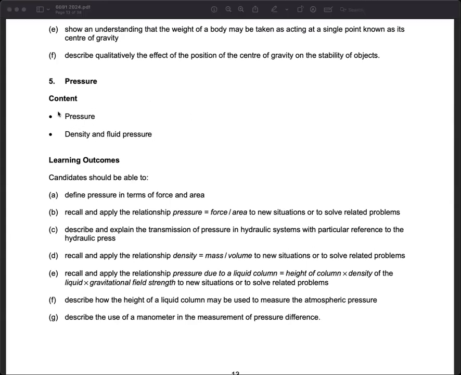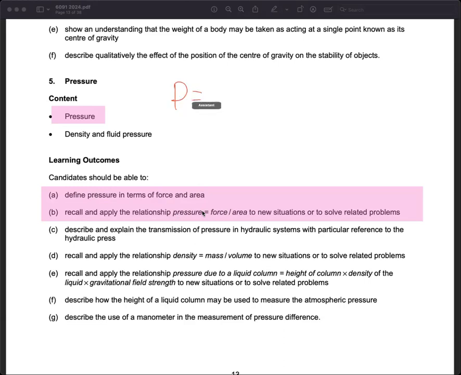The first part here, pressure, we'll be talking about normal pressure itself. We're going to talk about how you determine pressure based on the force and area. When there's more force, definitely you see more pressure. When the area is reduced, you also see more pressure. So the formula that you all need to know is pressure is equal to force over area. This is the formula that you need to remember in this topic.